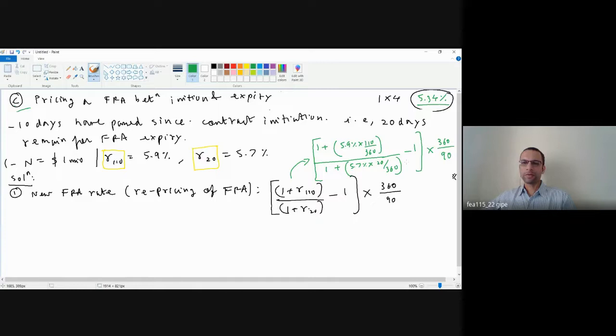We subtract this 1, etc., again following the same idea of implied forwards which we have done. And then we have an annualizing factor of 360 by 90. By solving this, you can solve this subsequently. We can give a certain placeholder, maybe X. Later on, you can solve for this. We'll do the next 2 steps.